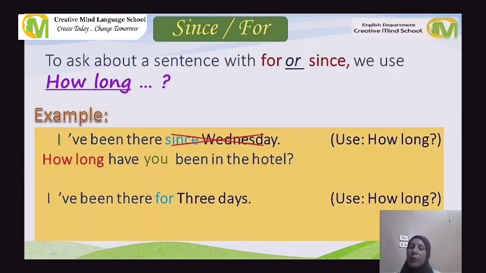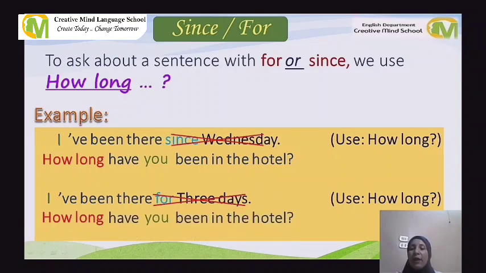Okay, what about for? I have been there for 3 days. Use how long. The same. We use the question word how long, remove the period of time for 3 days, then use have, and after have comes the subject, you, then the rest of the sentence. The question will be, how long have you been in the hotel?